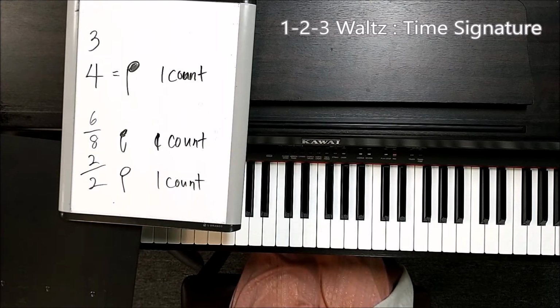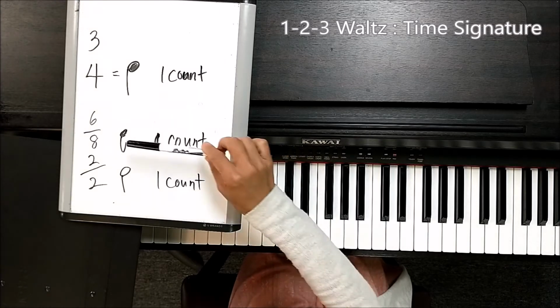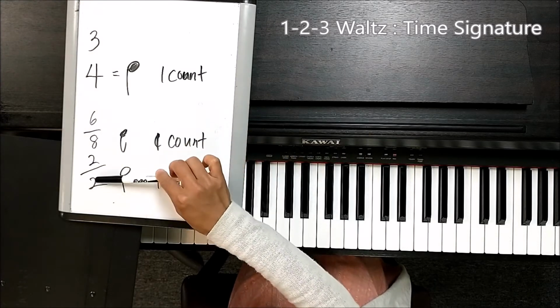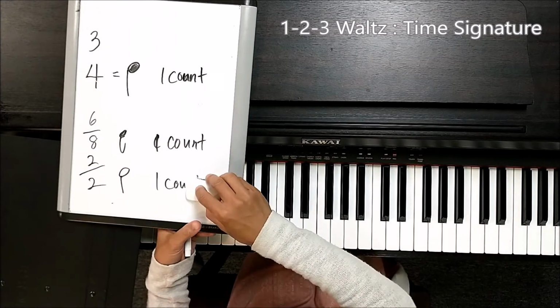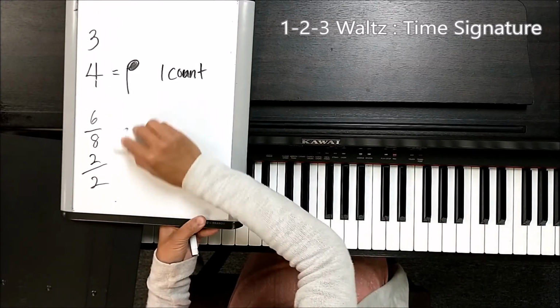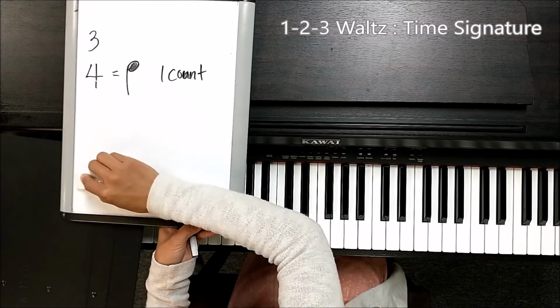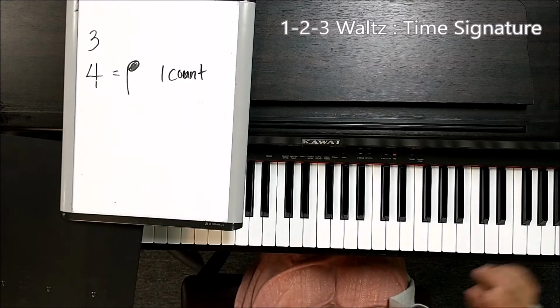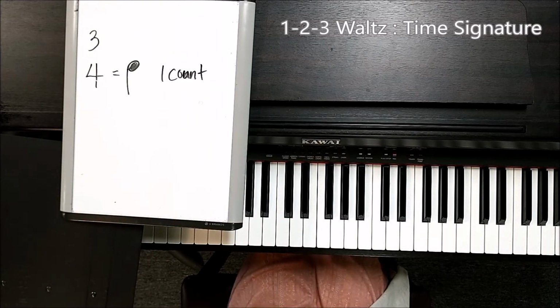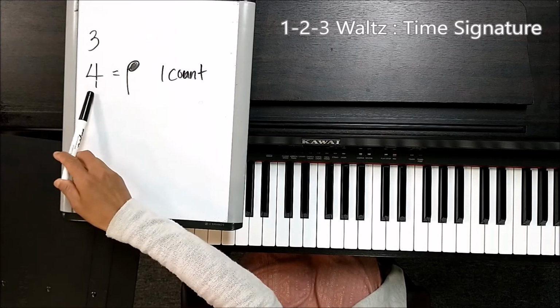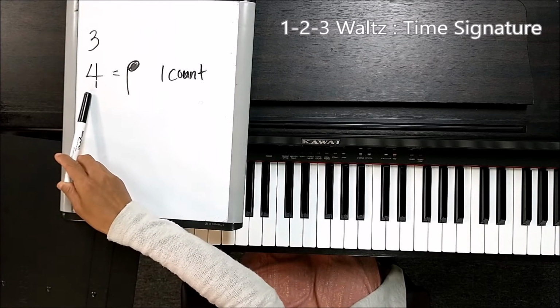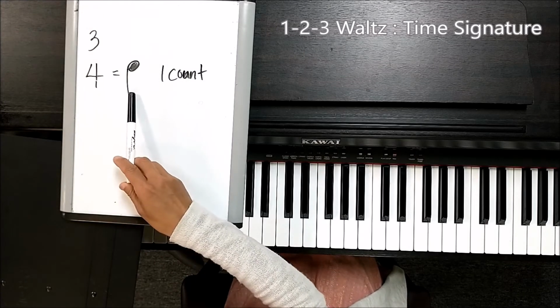So the counting system is going to be quite different between those 2, 8, and 4. And 4 now, you are not going to see anything but 4 because we want to have it simple for the beginners. So 4, always the bottom note is going to be 4, and the quarter note gets one count.